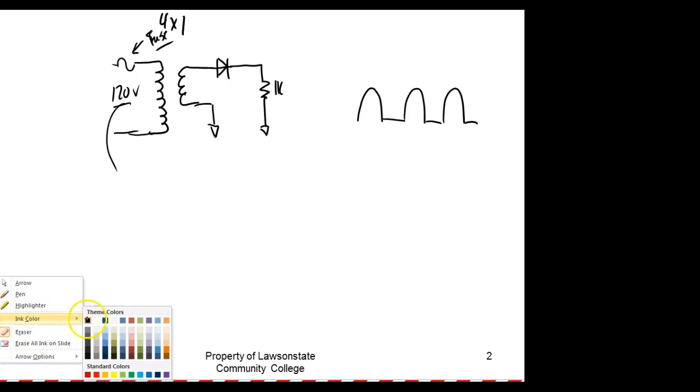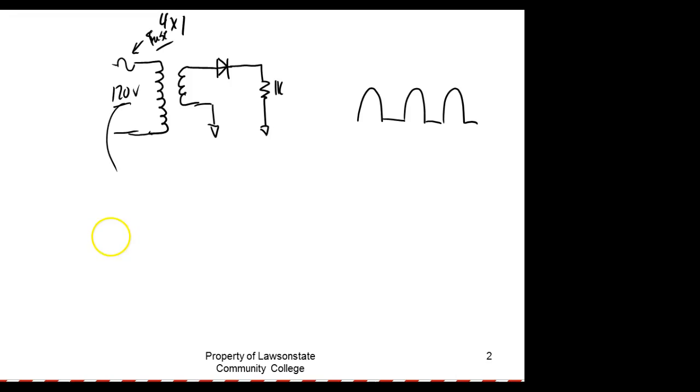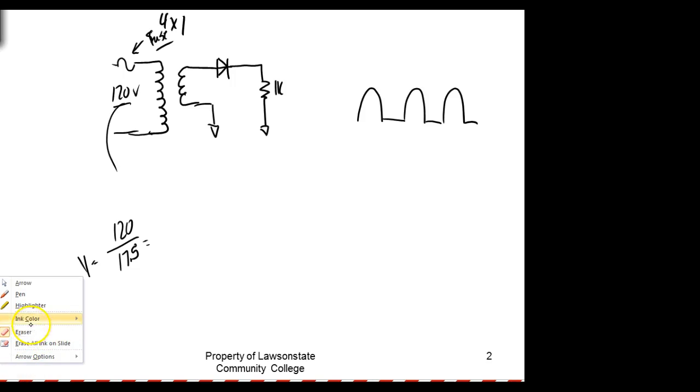So we'll come up here. First of all, I'm going to figure out my RMS on my transformer. So I'm going to say 120, and divide it by 17.5. 6.8 is what it is. 6.85 or 6.9.